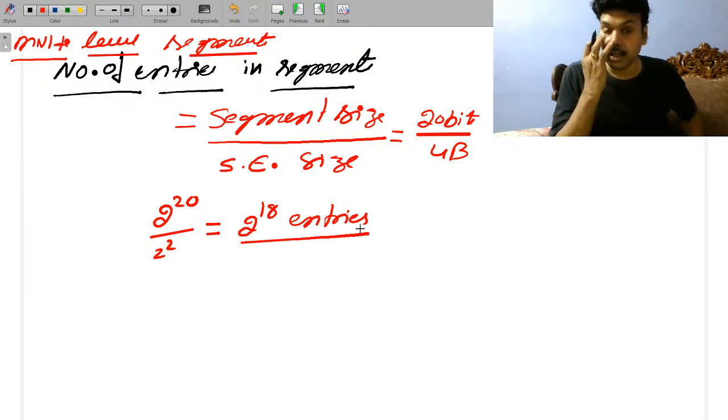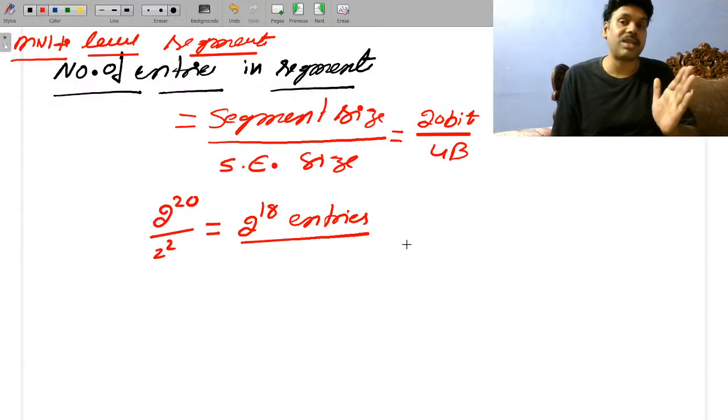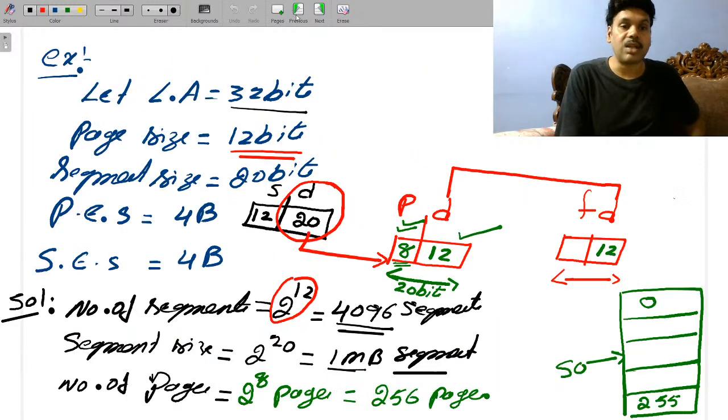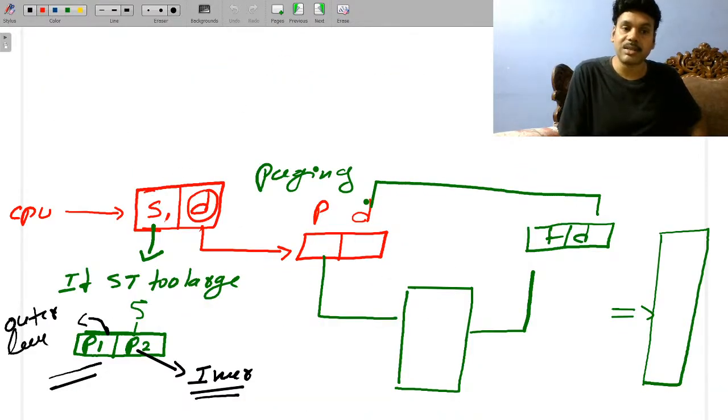Now you see, 2 power 18 entries can be represented in a particular segment table. But our concentration is on the left side value, not the right side value. Left side value is what? How many bits are there? Please observe. The left side value means I am targeting your S. So how many bits are there for your S?